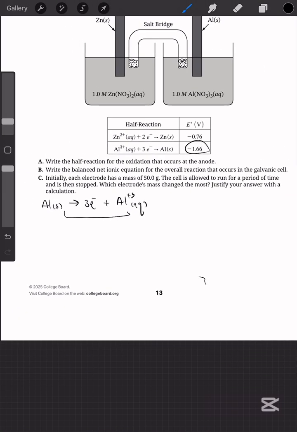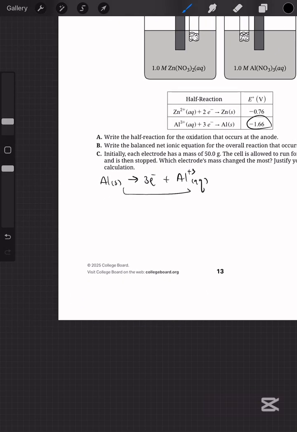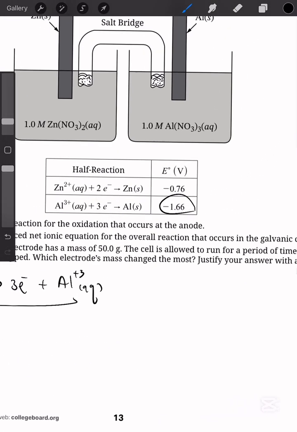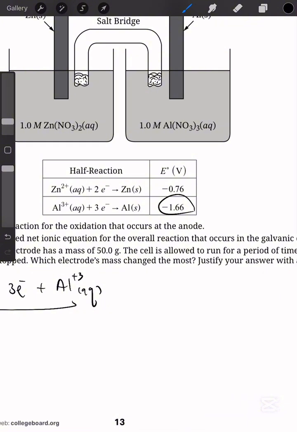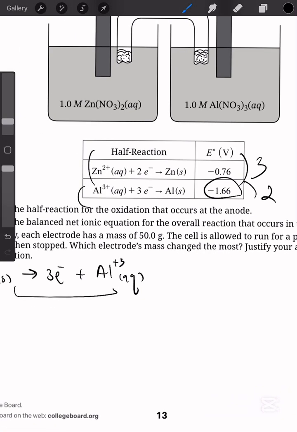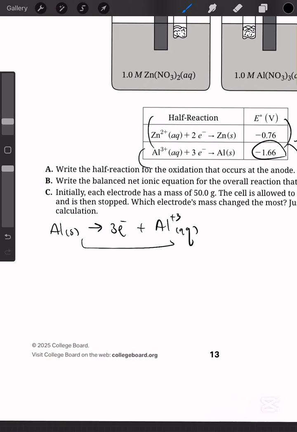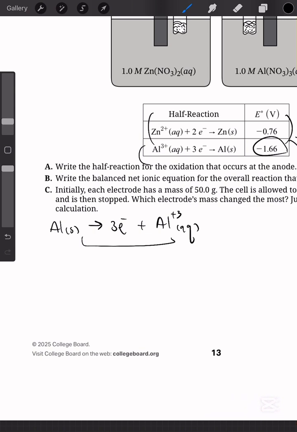Part B says write the balanced net ionic equation. So what you have to do here is first you have to balance the number of electrons. So since zinc loses 2 and aluminum loses 3, you have to multiply the zinc by 3 and the aluminum by 2 so that you can balance the number of electrons.